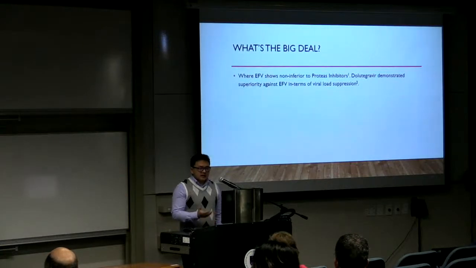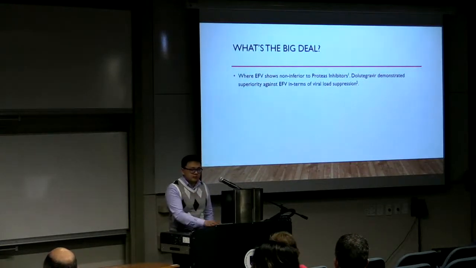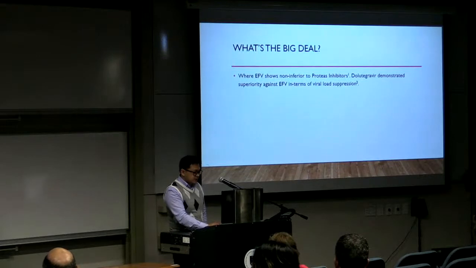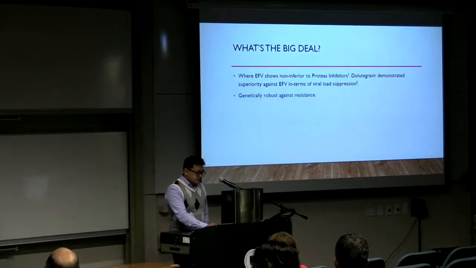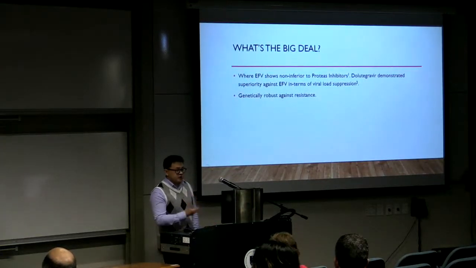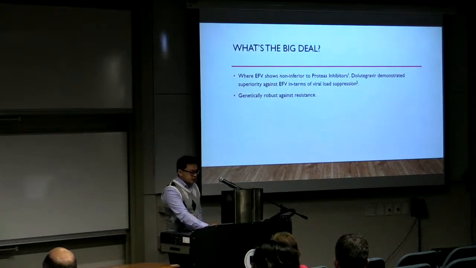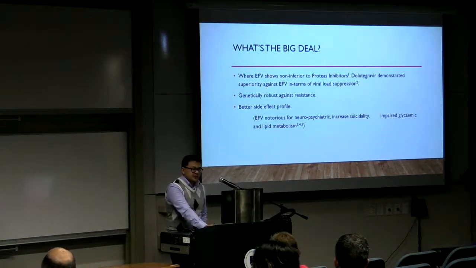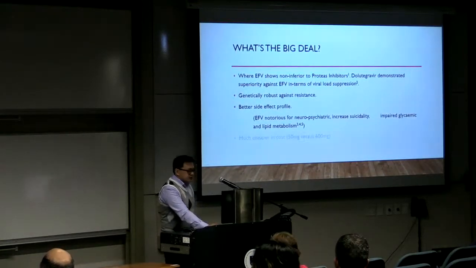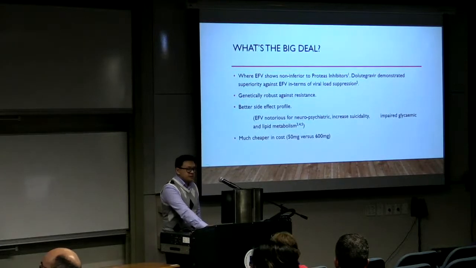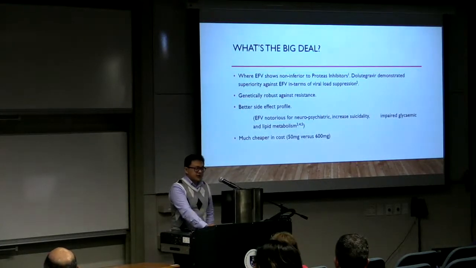We know that efavirenz, although non-inferior to protease inhibitors, is shown to have more superior efficacy for HIV suppression with dolutegravir. Dolutegravir is also more genetically robust against resistance, so it takes more genetic mutations before HIV gets resistance to it. It also has a better side effect profile. Efavirenz is notorious for neuropsychiatric effects, a long-term increase in suicidality, and impaired glycemic and lipid metabolism and control. And from a public health perspective, dolutegravir is cheaper to manufacture: a 50 milligram standard dose versus the 600 milligrams required for efavirenz.